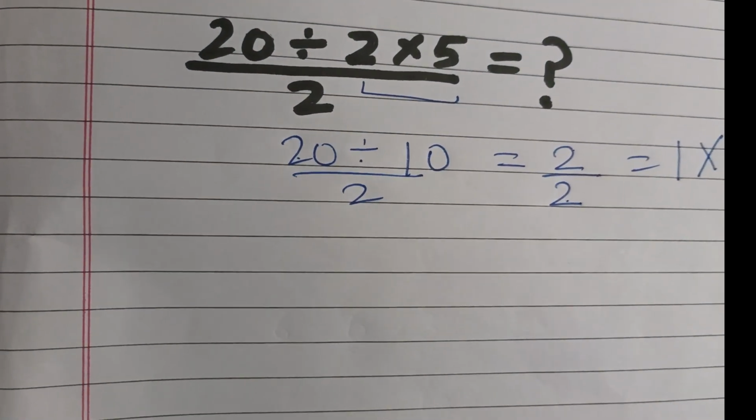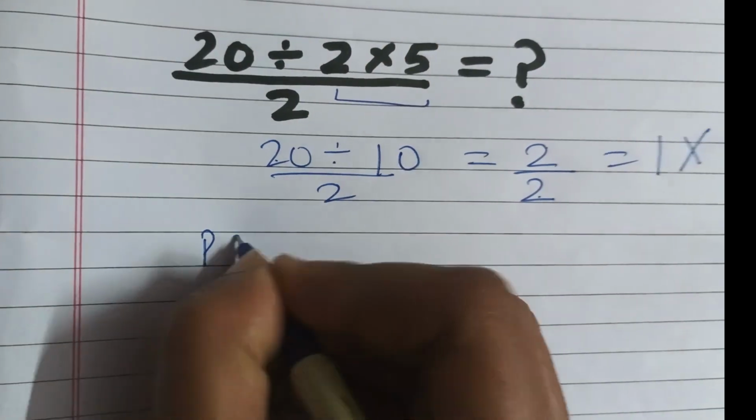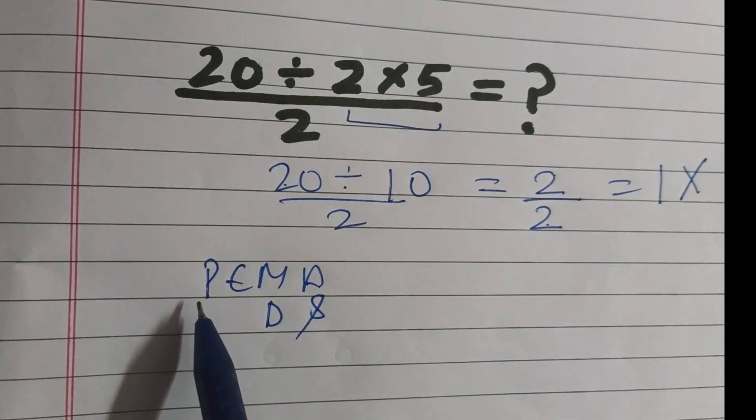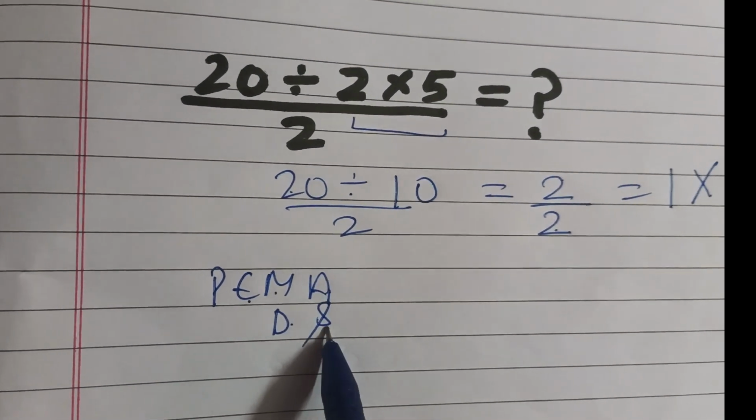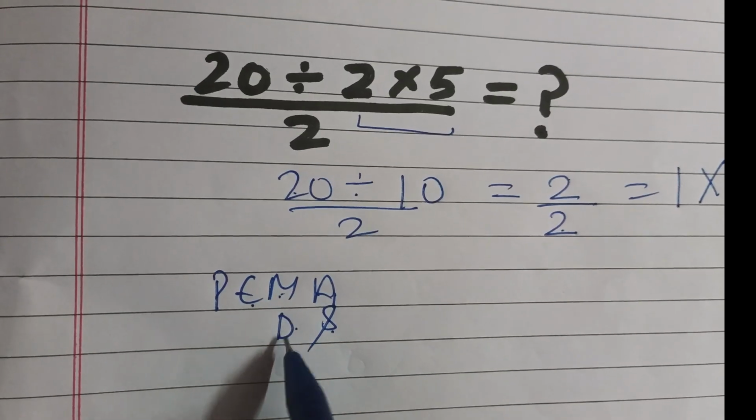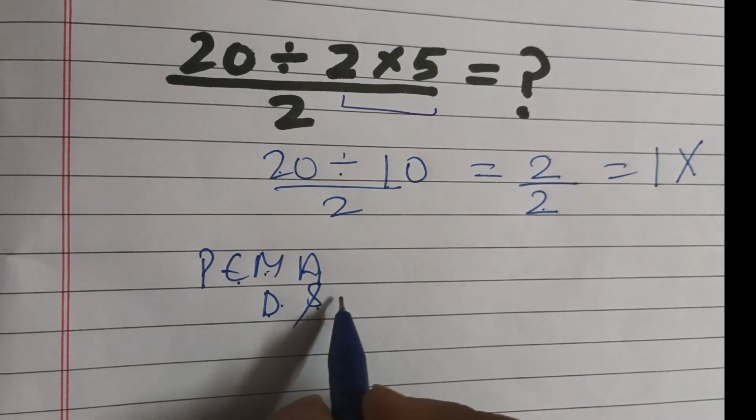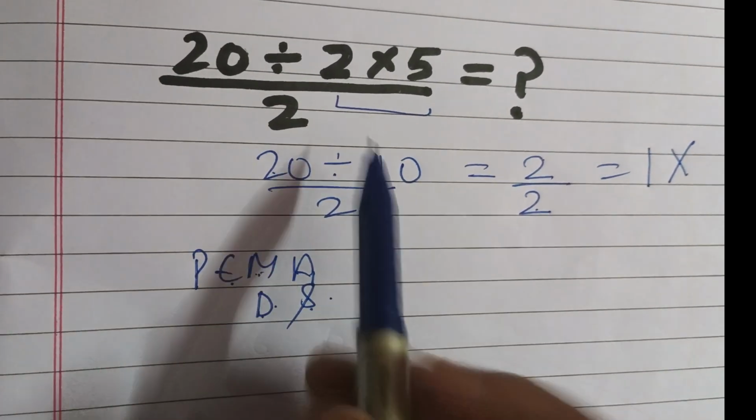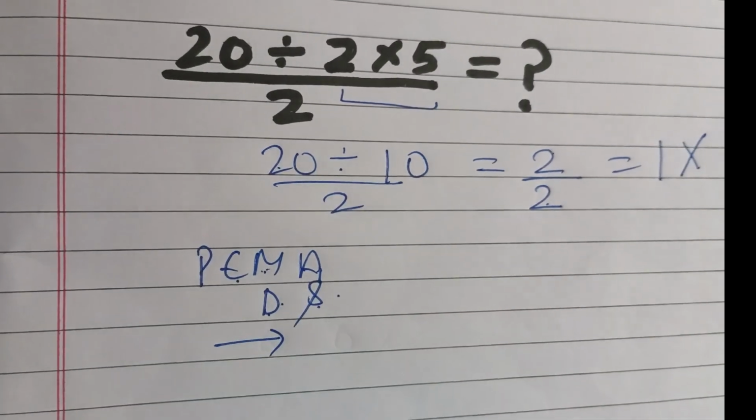What we have to do, we have to follow the order of operations, that is PEMDAS. PEMDAS is parenthesis, exponent, multiplication, division, addition and subtraction, where multiplication and division are in the same team and addition and subtraction are in the same team. Multiplication and division, if they come in the same equation, then we have to solve them from left to right.